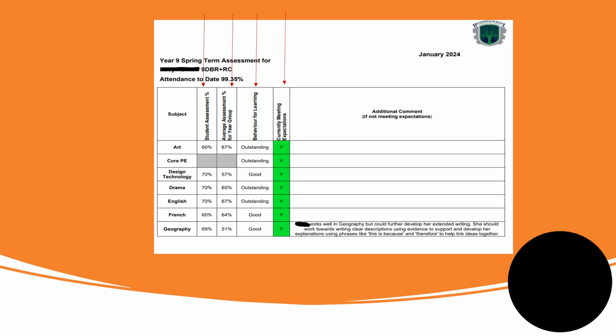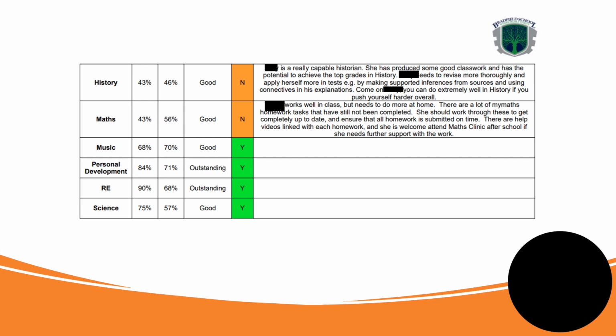If that's the case, then the teacher will also put comments in the additional comments column of what the student has to do in order to change that no to a yes. On the next slide, you can see, for example, that this particular student has an N in history and in maths, and the teacher has put in comments that the student can work on in order to improve on their currently meeting expectations, so that next time they can change that N to a Y.